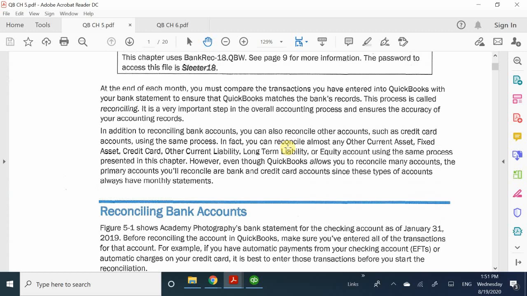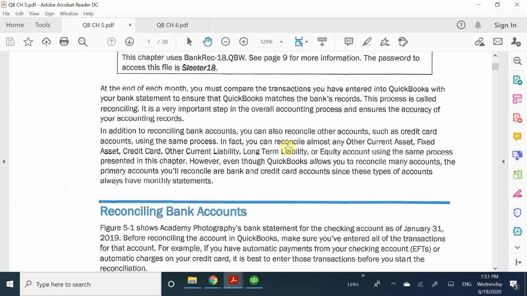You can reconcile almost any account. I believe it says right here that you could do any asset account, any credit card account, any other current liabilities account, any long-term liabilities, or even an equity account. So you have a lot of flexibility, especially if you have some form of a register, if you have something to compare it to.